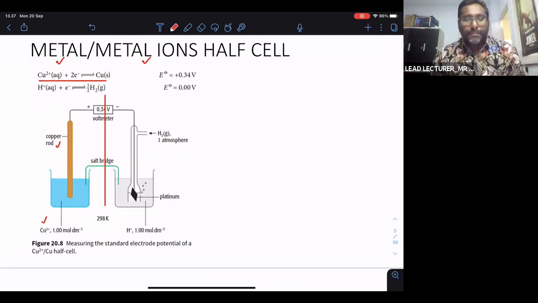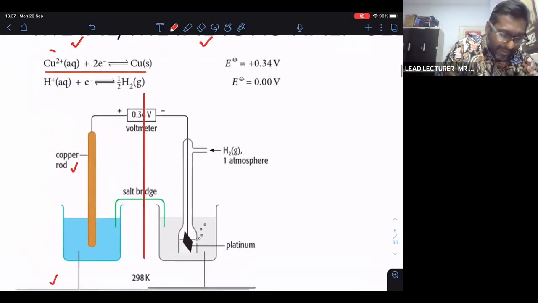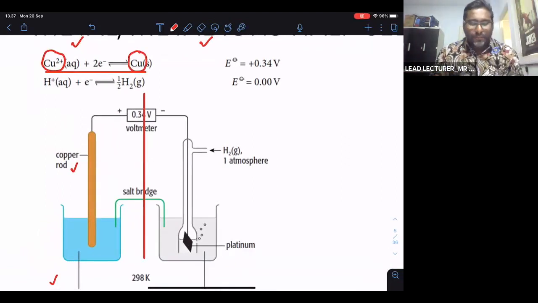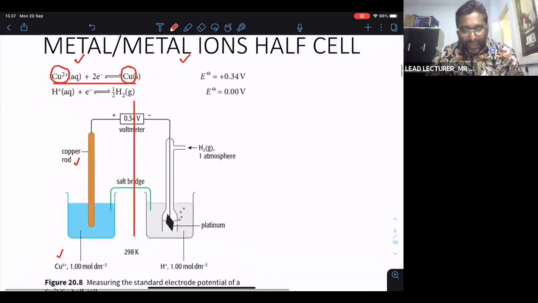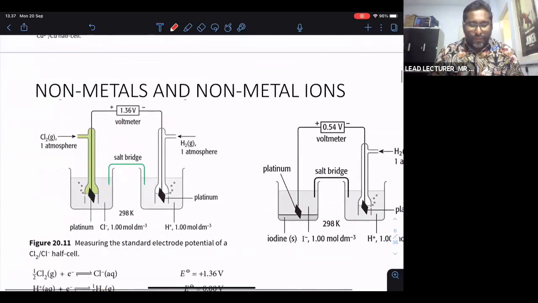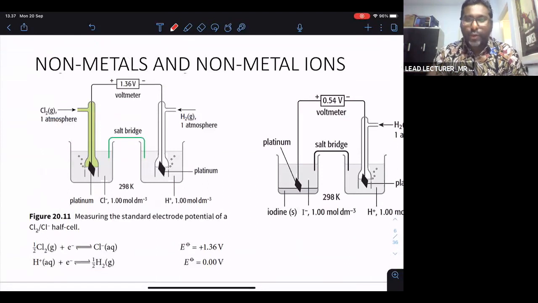Do remember it must be in standard reduction form. Reduction means the electron is on the left. You can see here you have Cu2+ aqueous, and then Cu as a metal. So we know that this is a metal with a metal ion, and we draw the setup like this. Then if you have non-metal and non-metal ion, how do we draw?